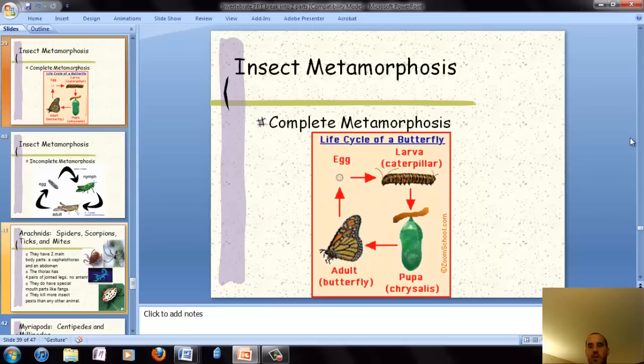This strategy, if you think about it in terms of evolution, why would an insect do that? At the different stages of development, they eat different foods. So the young insects aren't competing with the adult insects for food. So that's one thing that would drive a different development.